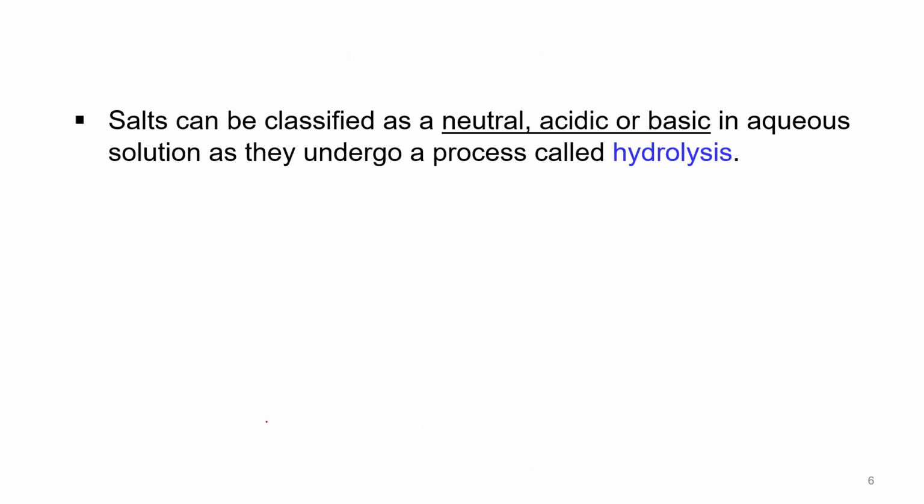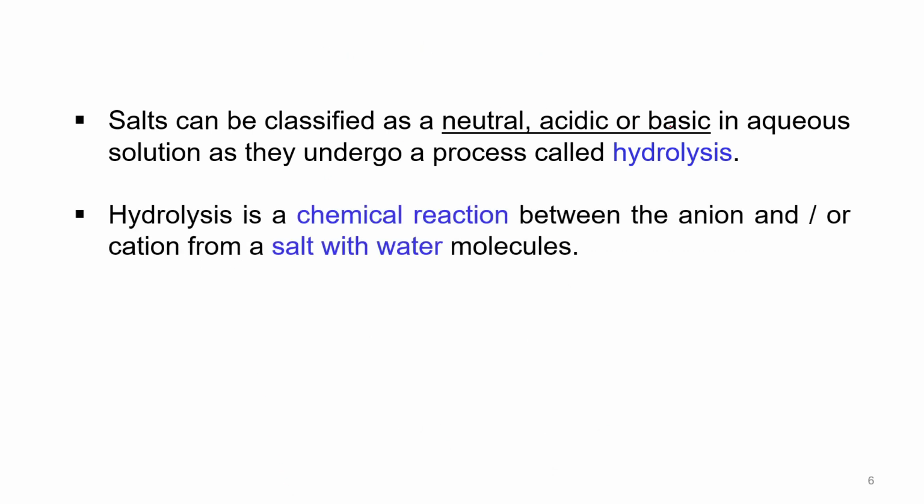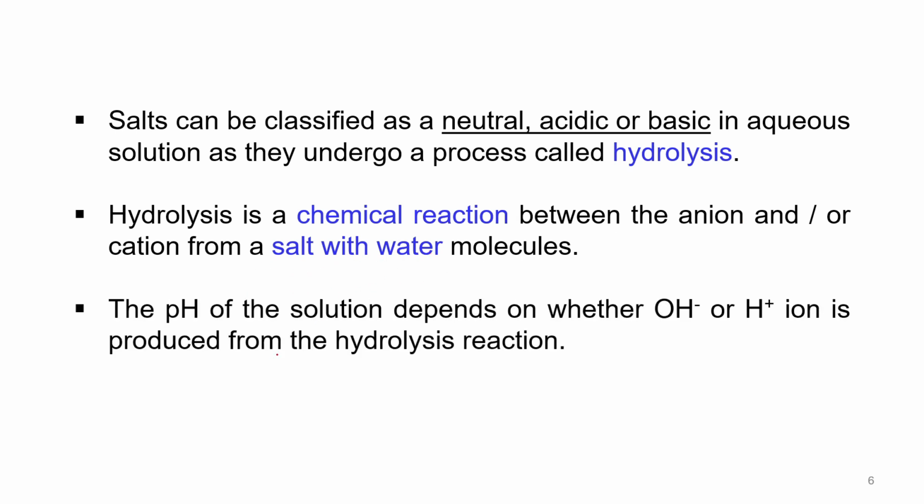Salt can be classified as neutral, acidic or basic in aqueous solution as they undergo a process called hydrolysis. Jadi kita nak tahu salt itu bersifat neutral, berasid ataupun berbase, dia daripada satu proses yang kita panggil hydrolysis. Hydrolysis is a chemical reaction between an ion, or cation from a salt with water molecules. So pH of the solution depends on whether OH minus ataupun H plus ions is produced from the hydrolysis reaction. Jadi kita nak tahu pH ni, kita tengok adakah OH minus ataupun H plus ini terhasil daripada proses hydrolysis.